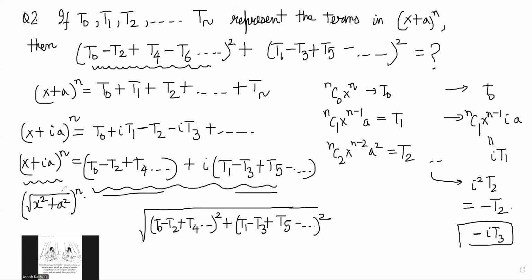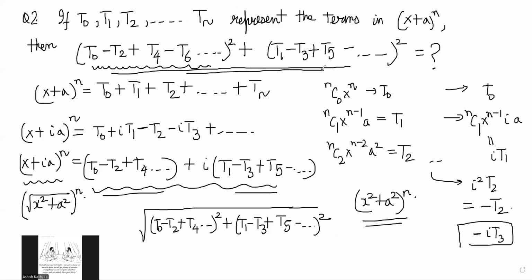So when you square this modulus, what will happen is you will get x square plus a square to the power n. That is your answer. X square plus a square to the power n will become your answer for this expression.